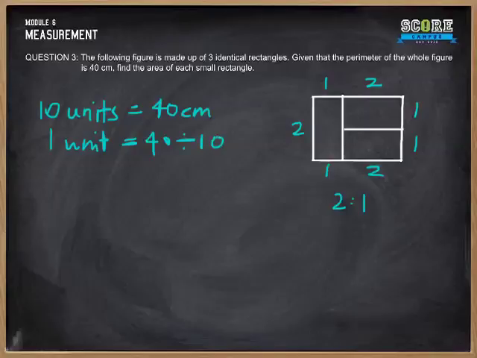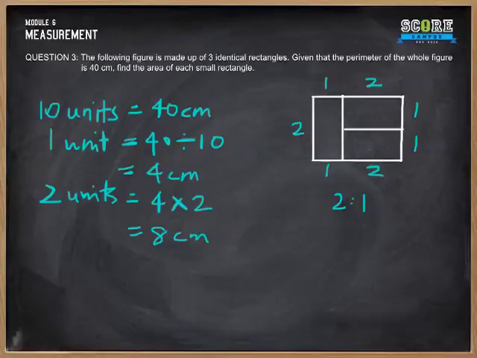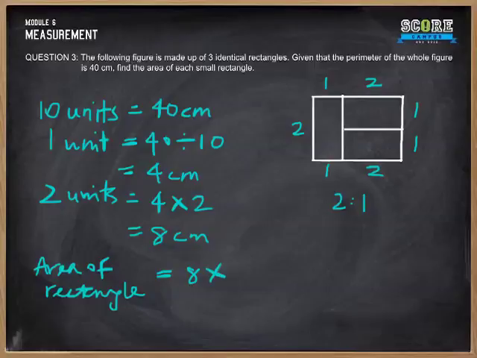So 1 unit is also the breadth, right? 2 units, which is equivalent to the length, is 4 times 2, which is 8 cm. Okay, and one rectangle is made up of what? 2 units as length and 1 unit as breadth. So the area of rectangle, which is the last step for this problem, is going to be 8 times 4. What's the answer you get? 32 centimeters squared. And that is your final answer, and we are done with this lesson.